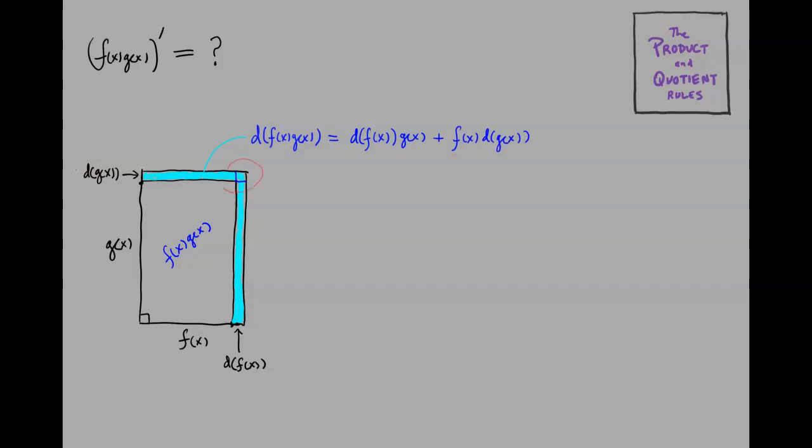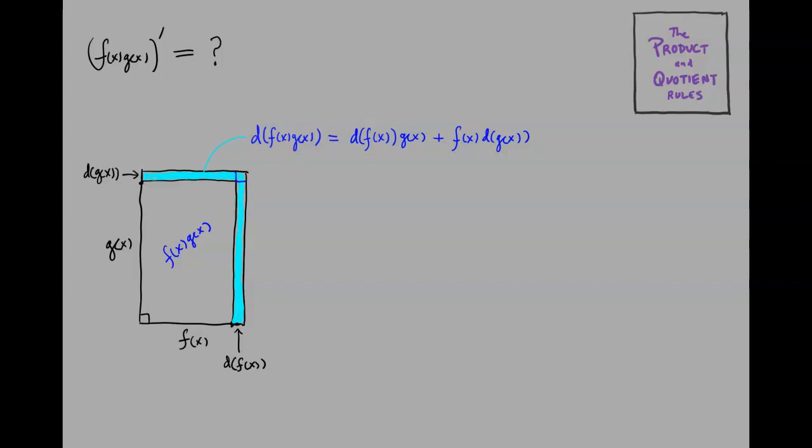And all that remains is this little piece in the corner. What are its dimensions? Well, this length is d of f of x, and this length is d of g of x. So their product is d of f of x times d of g of x. Aha! That is a product of infinitesimals. It's an infinitesimal bit of an infinitesimal bit, and therefore we may treat the area there as 0, which I will then immediately erase just to clear out the clutter. Excellent! Now we have d of f of x, g of x.